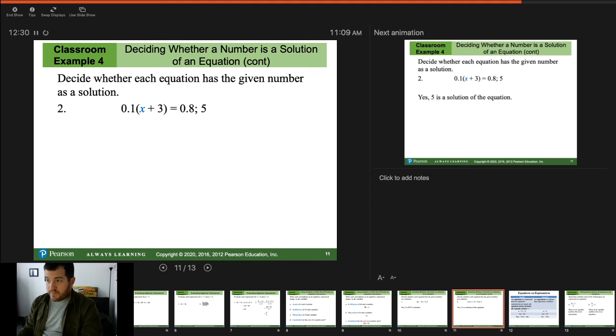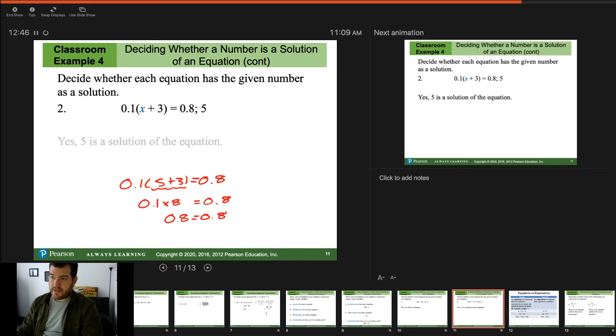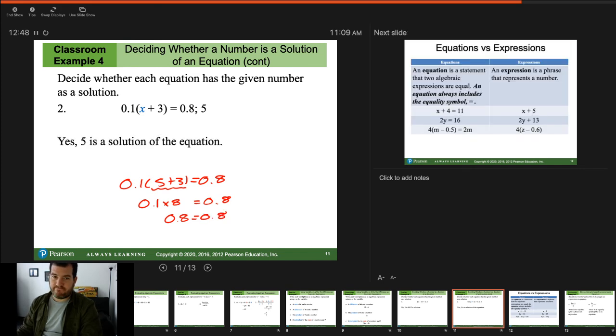So this one, I'm going to do it down here, 0.1. Remember, you're going to do your parentheses first. So I have 0.1 times 8. Does that equal 0.8? It sure does. So yes, 5 is a solution. So hopefully that makes sense.